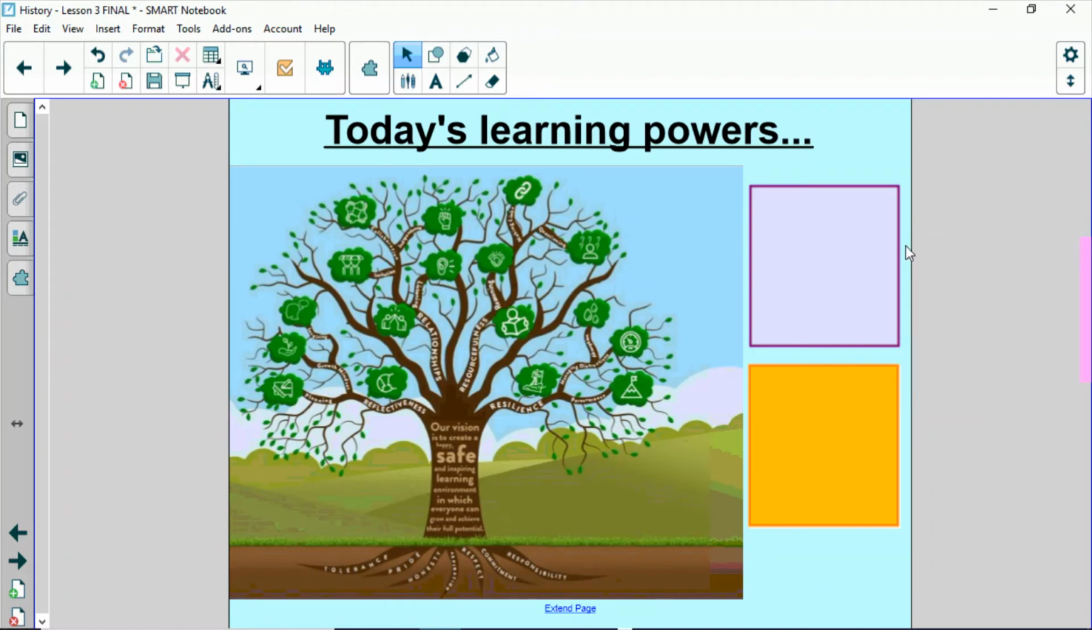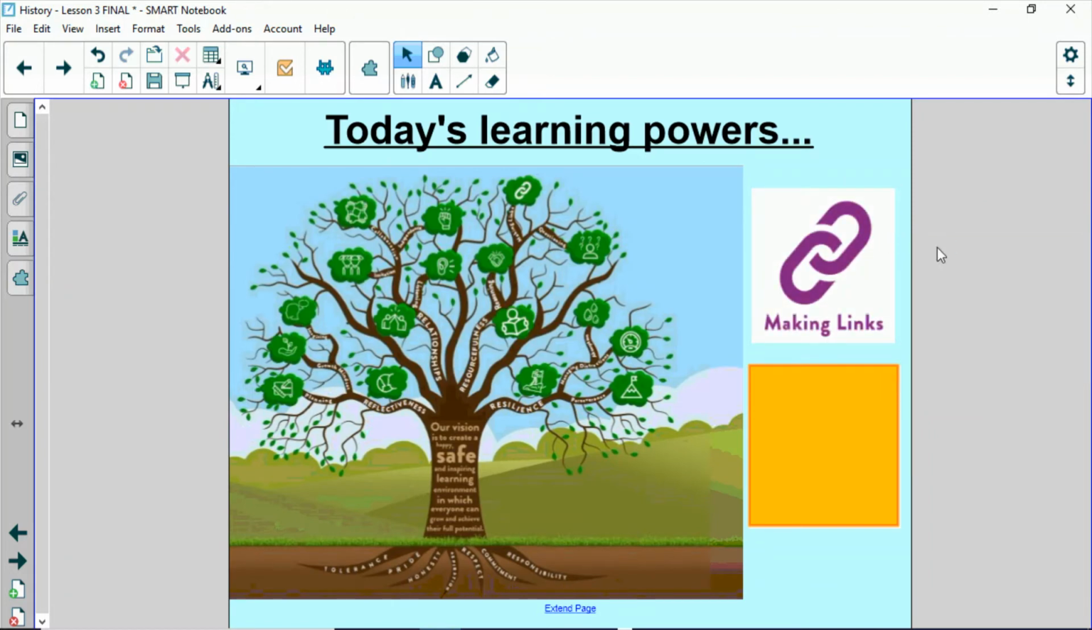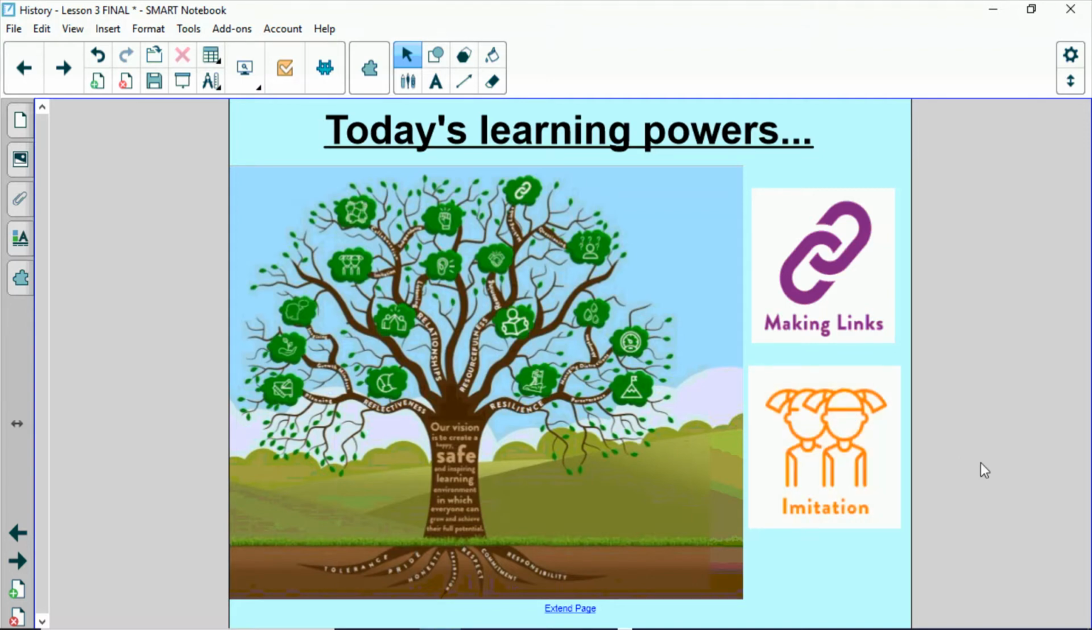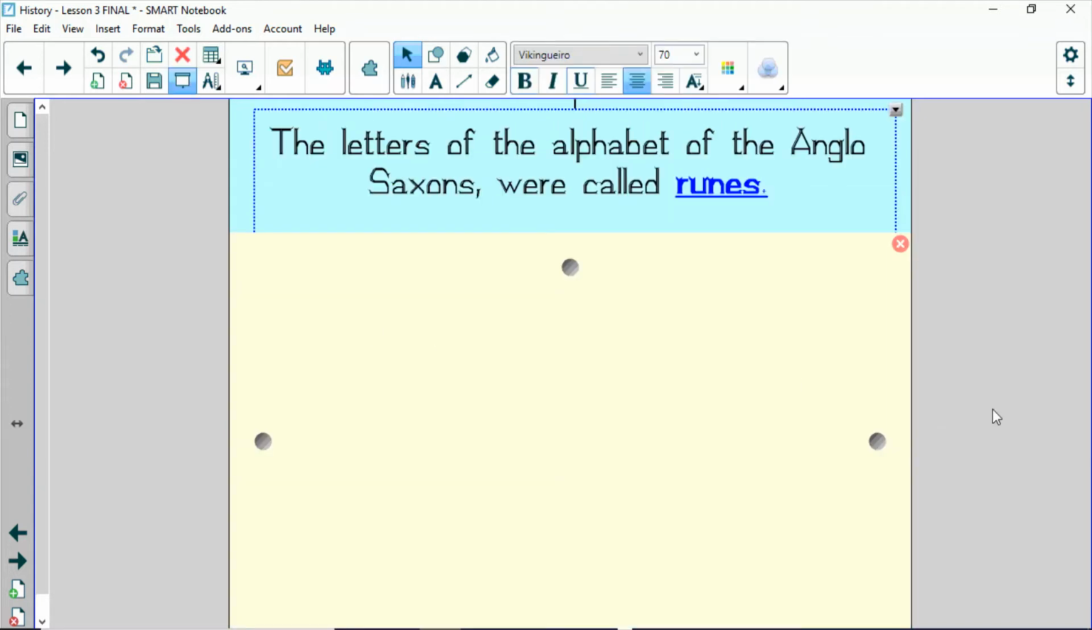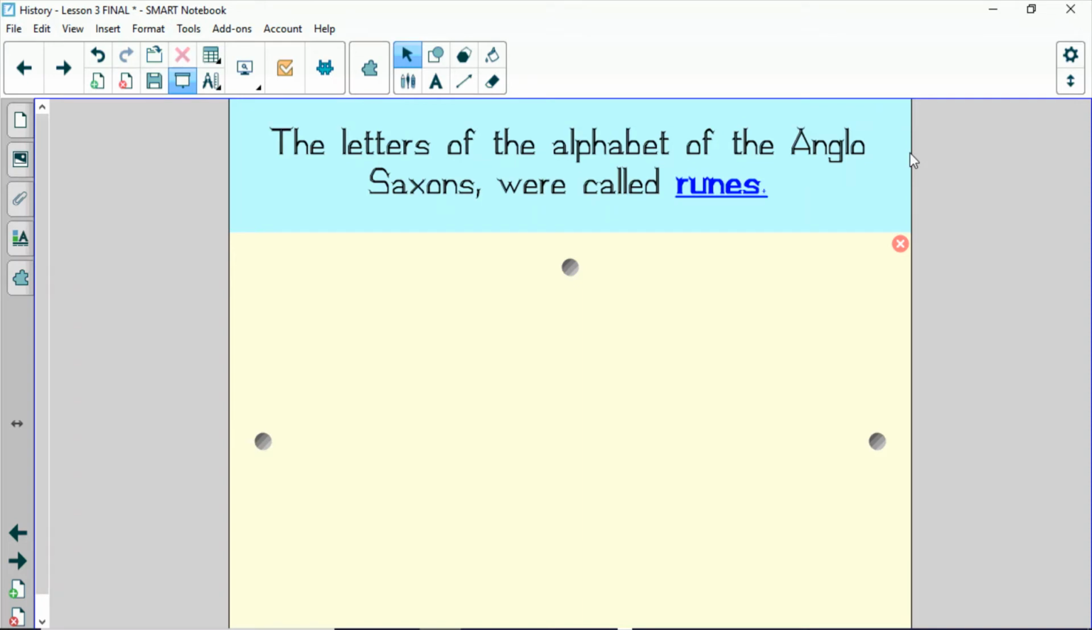Super. So our learning powers for today, we've got 2 main ones. Firstly, we're going to be making links. There's lots of what we're going to learn today that links to what we use every day in our lives at the moment. Our other learning power is going to be imitating, that we're going to be looking at something, learning it and trying to copy exactly what it's like. So let's get started with Anglo-Saxon runes.